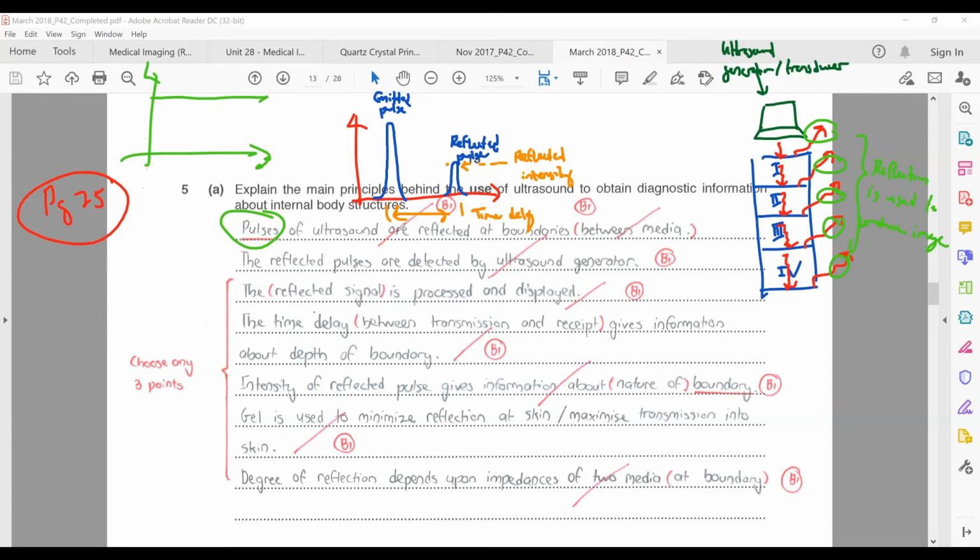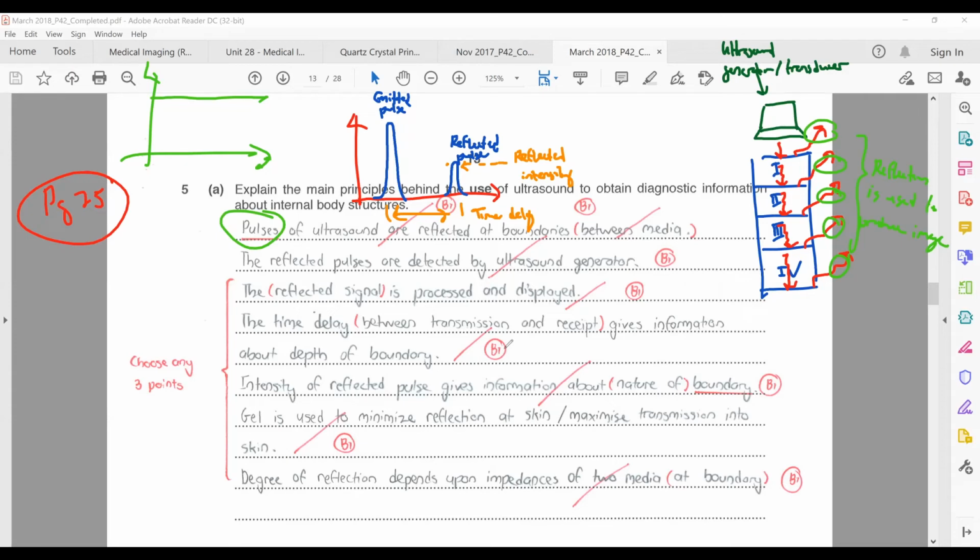Specifically, what is it about your reflected pulse that we use? We make use of the time delay between the emitted and reflected pulse to tell us information about the depth of the boundary. If the depth of your boundary is larger, your ultrasound wave will take a longer time to get back, so your time delay will be longer. The longer your time delay, that means the boundary is much deeper. Your medium is thicker. Hence, that's why we say this.